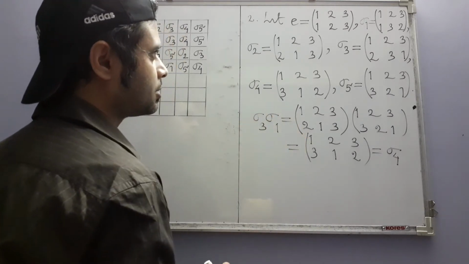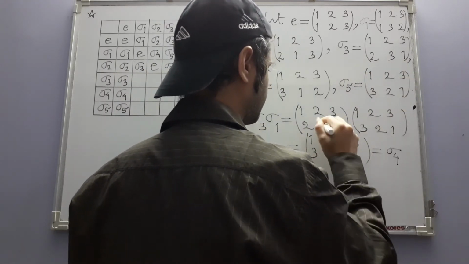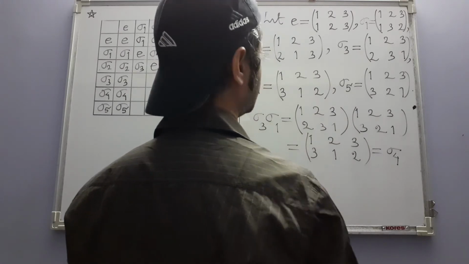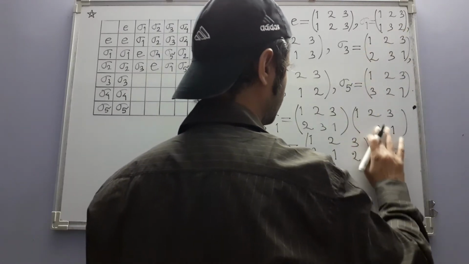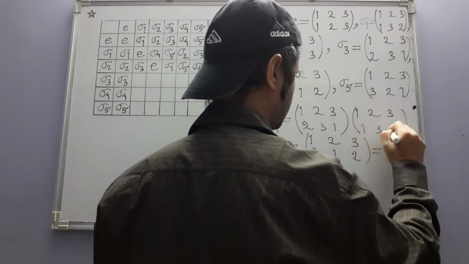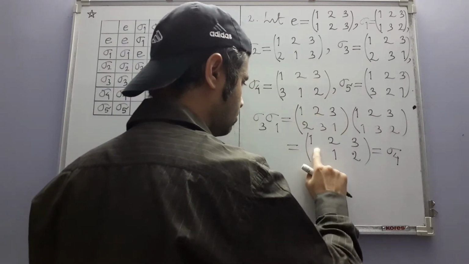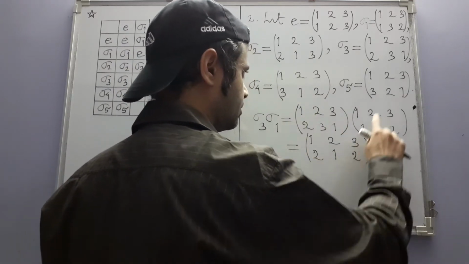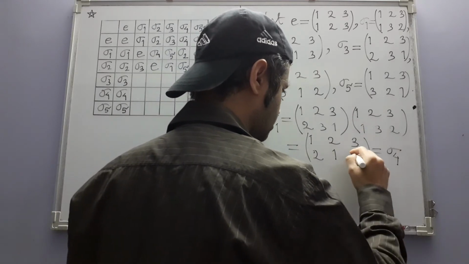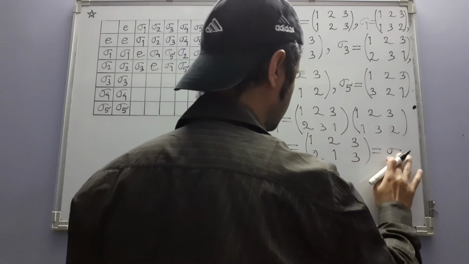So sigma 3 is 2, 3, 1, and sigma 1 is 1, 3, 2. 1 to 1, 1 to 2, 1 to 2, 2 to 3, 3 to 1, 2 to 1. So this is going to be 3, 2, 1, which is sigma 3 sigma 2.